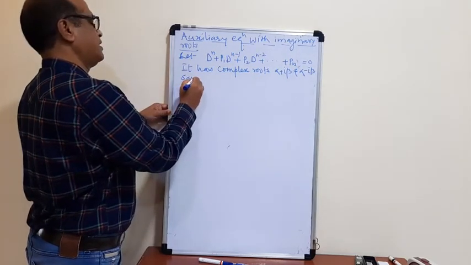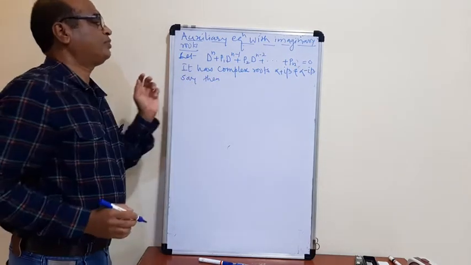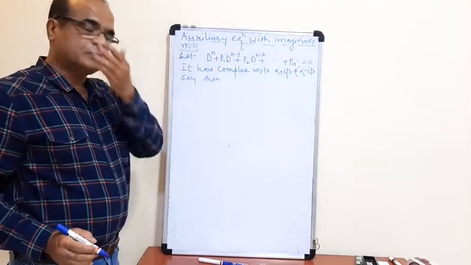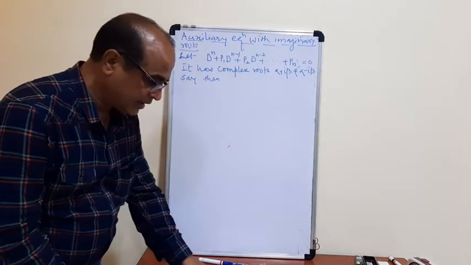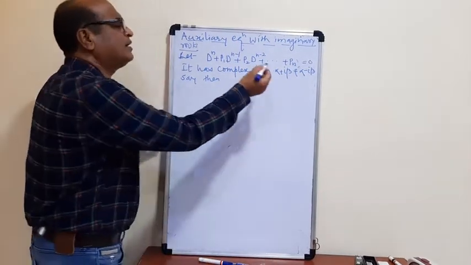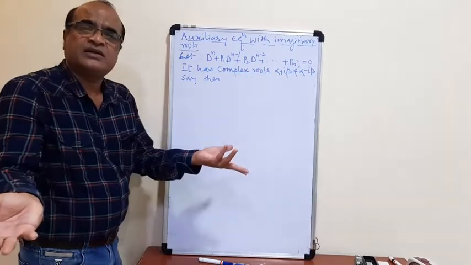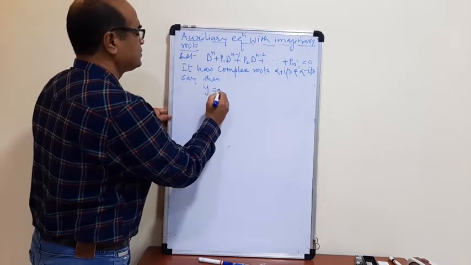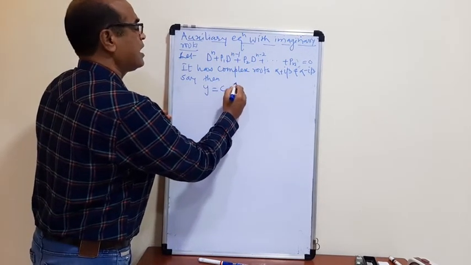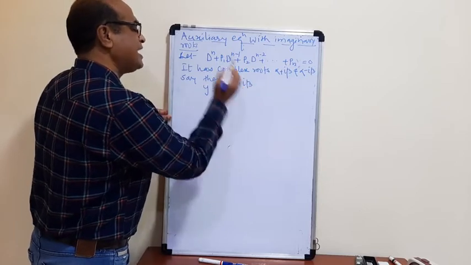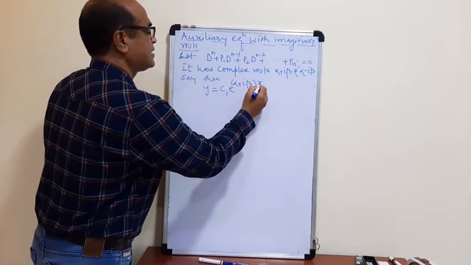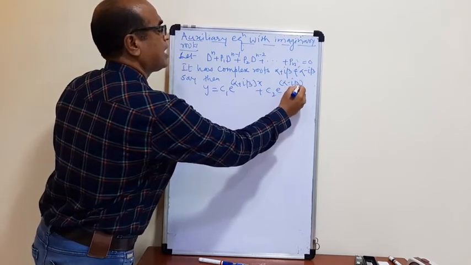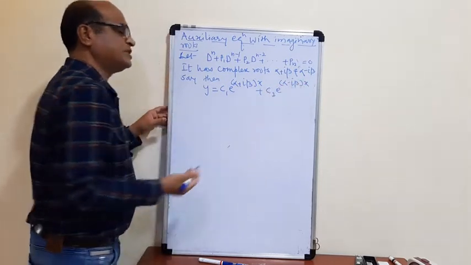Say these are the two roots of this equation. So those two roots are imaginary, and those two roots are different. Then by the first method, what is the solution? y is equal to c1 e raised to alpha plus i beta, so this is m1, into x, plus c2 e raised to alpha minus i beta, so m2 x. So this is a solution.